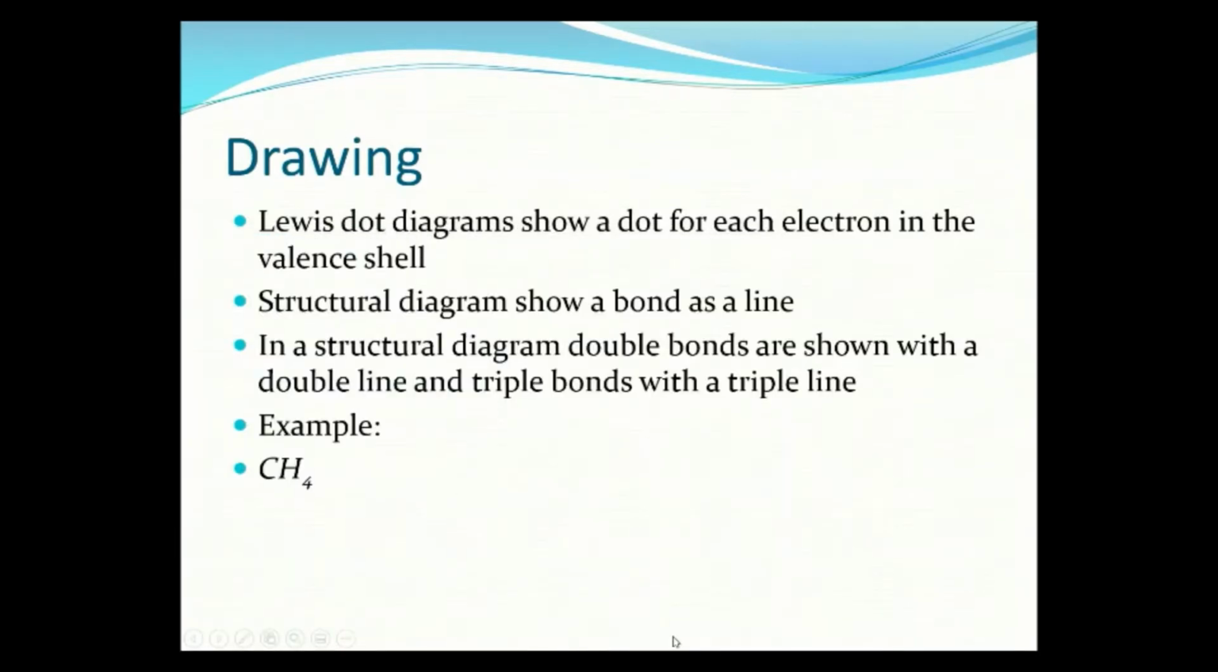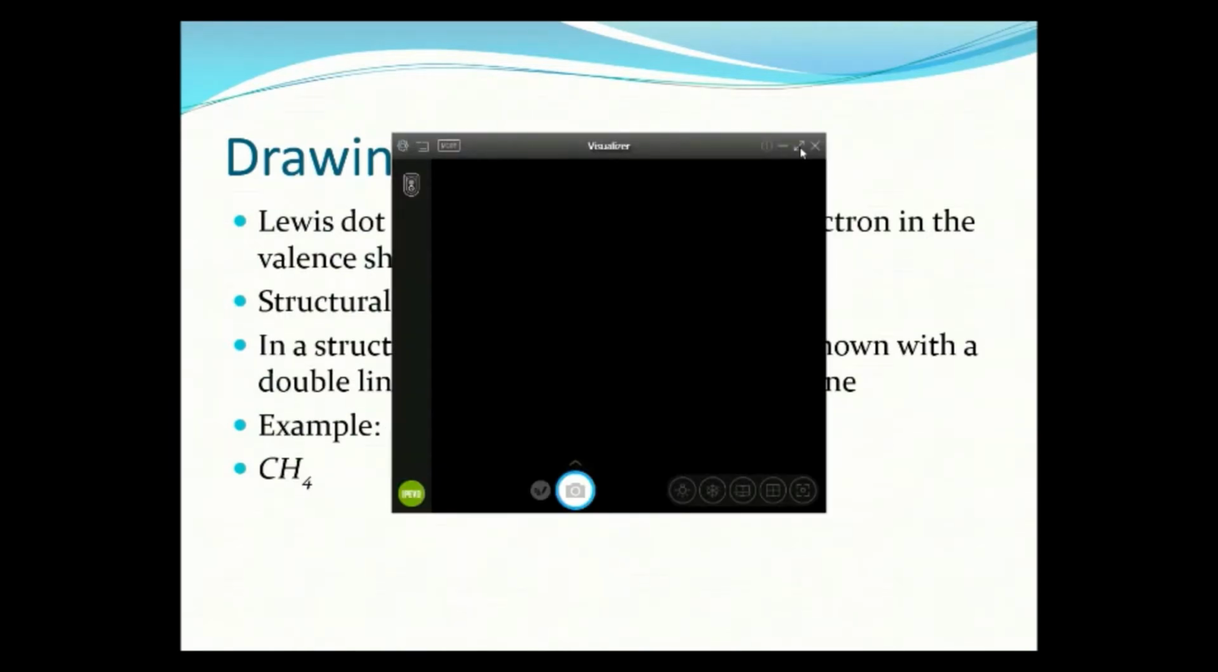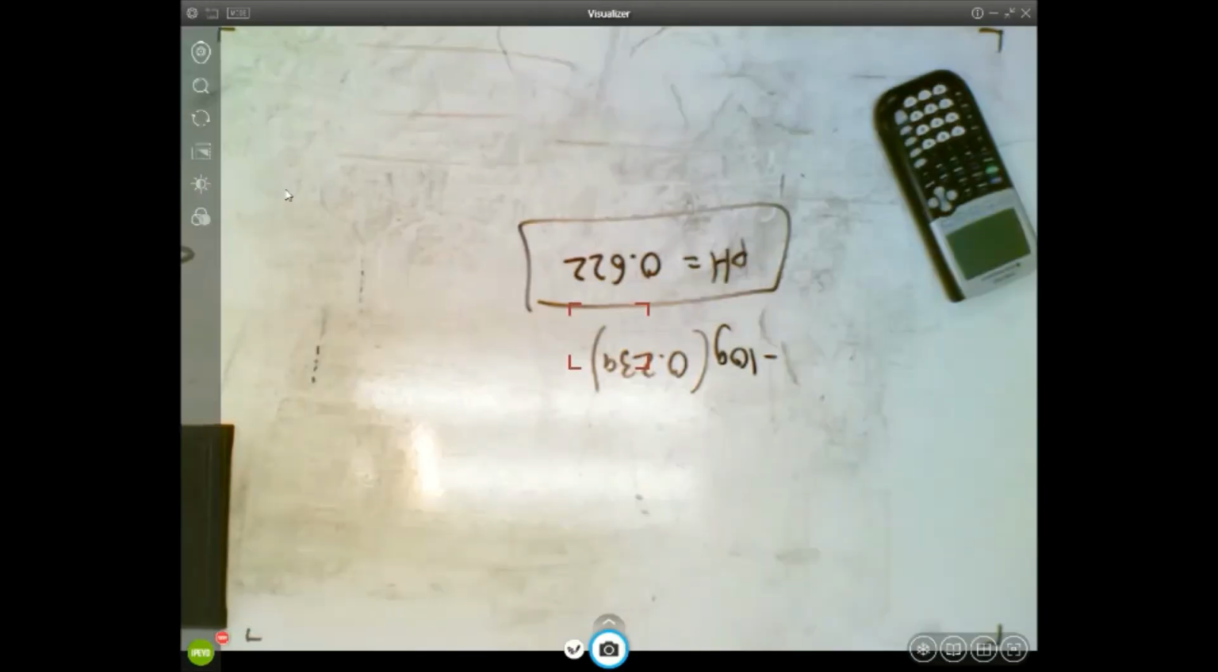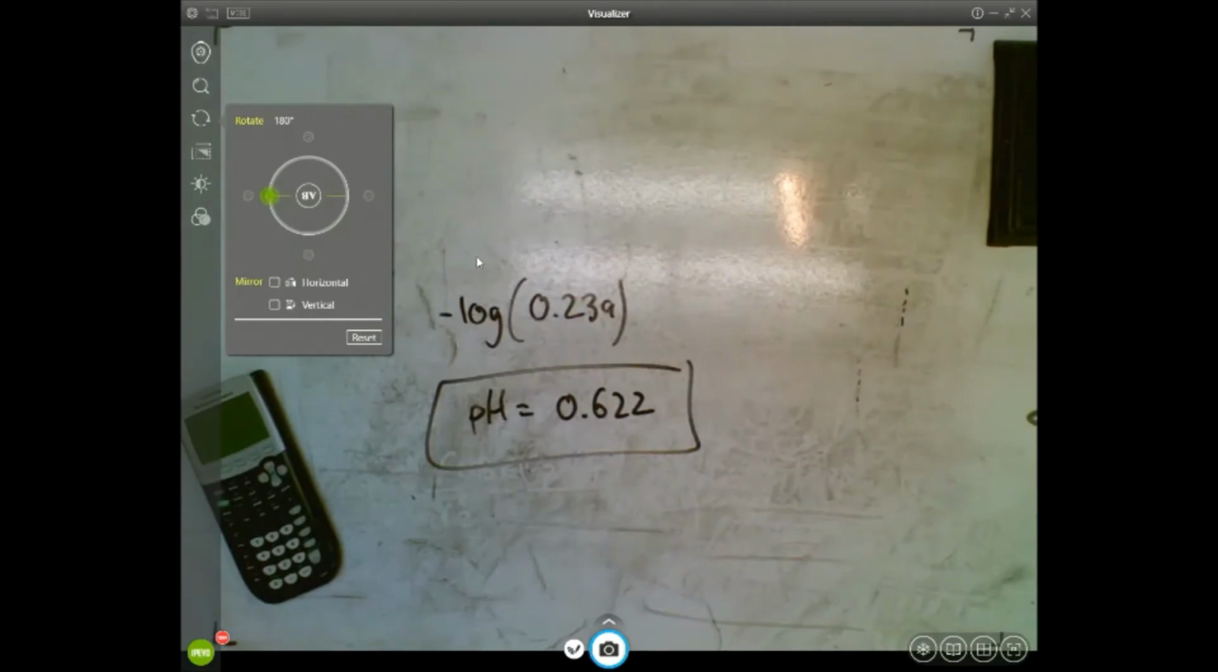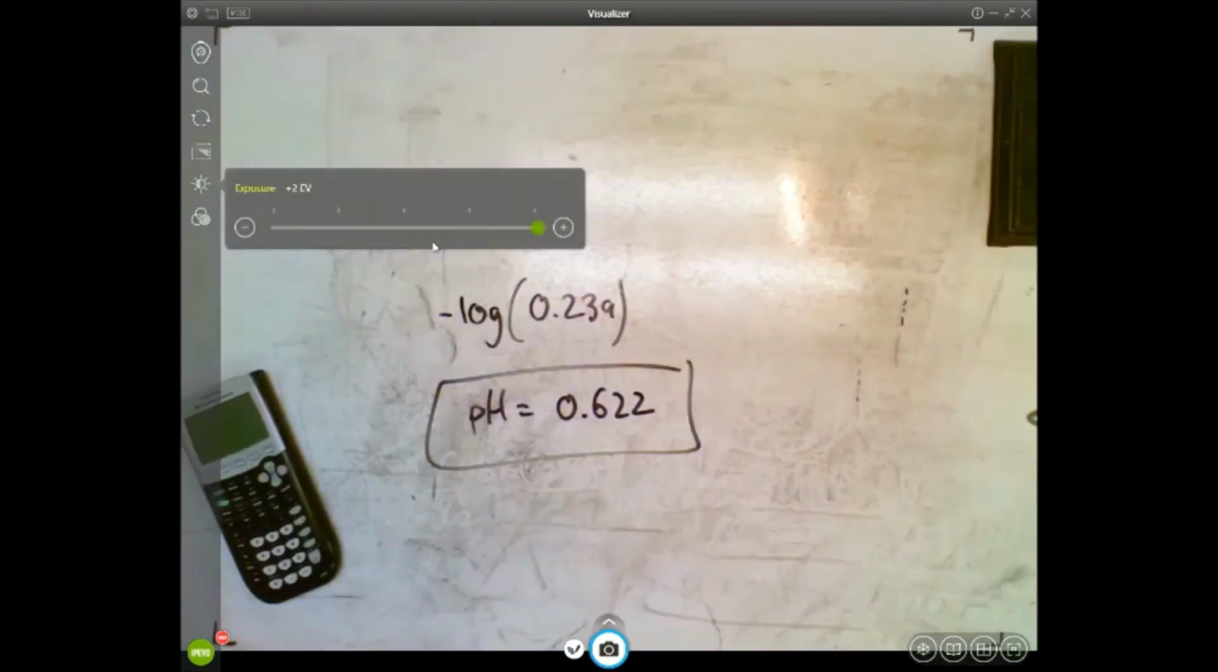I should have kept my camera open. Let me open up my camera here. Let's do it on this. Just give it a sec to open up. Switch that so it's upright, like that, and make it a little bit brighter.